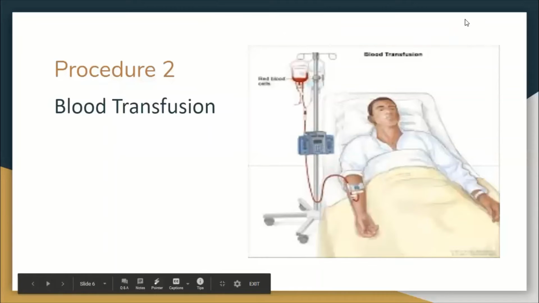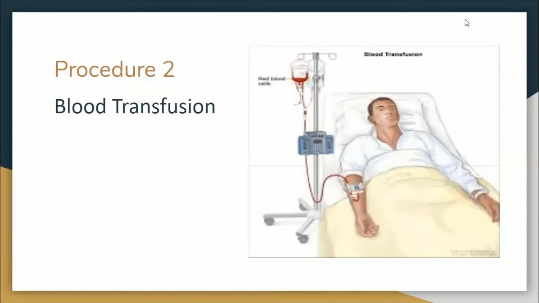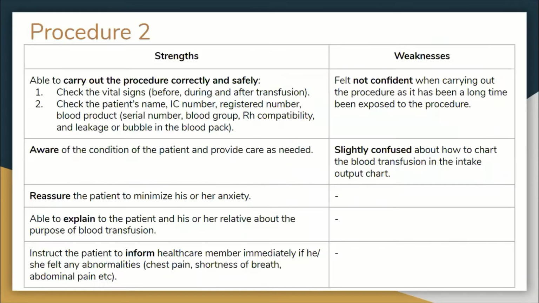Now I will talk about the second procedure that we have done in the ward, which is blood transfusion. The strength is we were able to carry out the procedure correctly and safely. We checked the vital signs of the patient before, during, and after the transfusion to detect any abnormalities. We checked the patient's name, IC number, registered number, blood product serial number, blood group, RH compatibility, and leakage or bubbles in the blood pack.